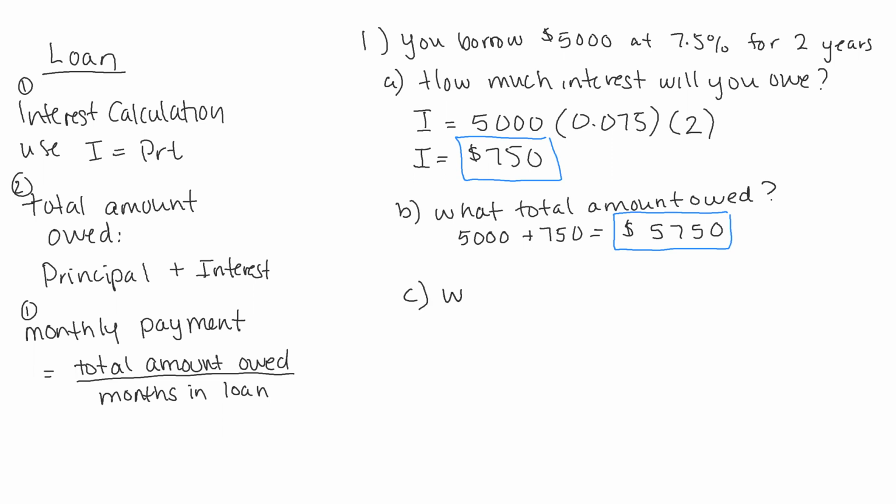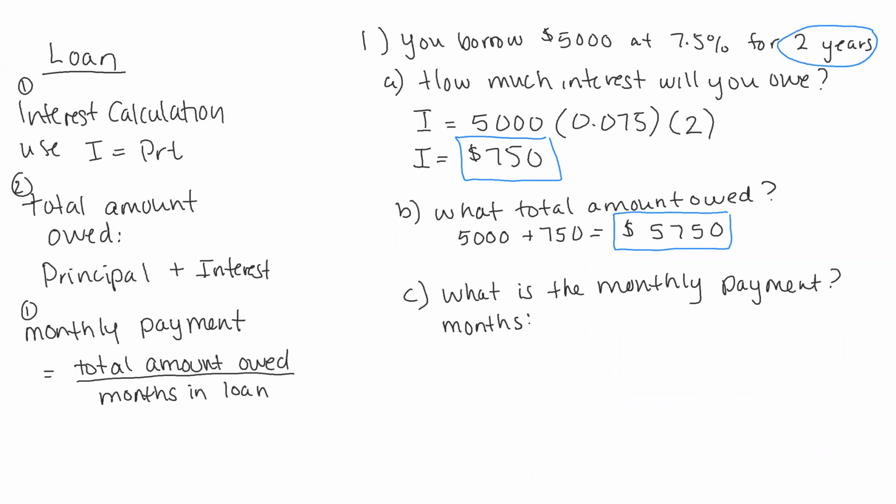So next up, what is the monthly payment? Well, first of all, we need to figure out the number of months. Well, we have 2 years to pay back this loan. And for each of 2 years, we have 12 months. So total, we're going to have 24 months to pay back this loan.